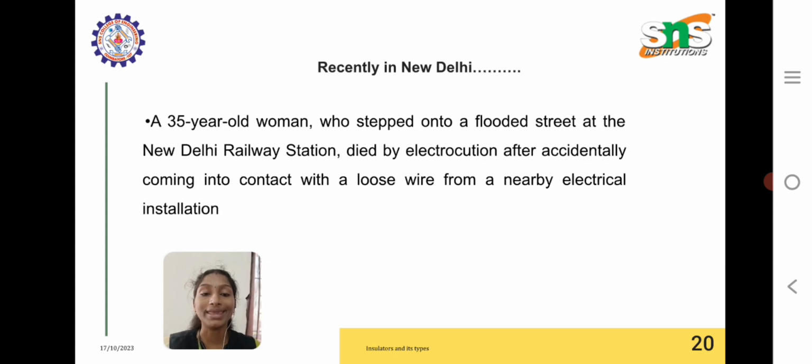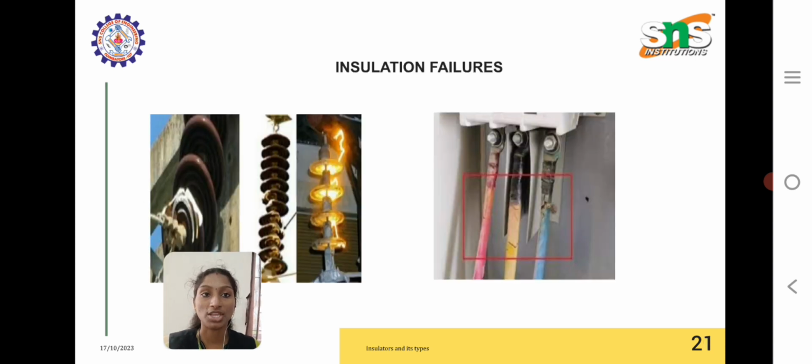And why insulators are very important and why we have to learn about them: recently in New Delhi, a 35-year-old woman died by electrocution after accidentally coming into contact with a loose wire from a nearby electrical installation. So insulation plays a major role.